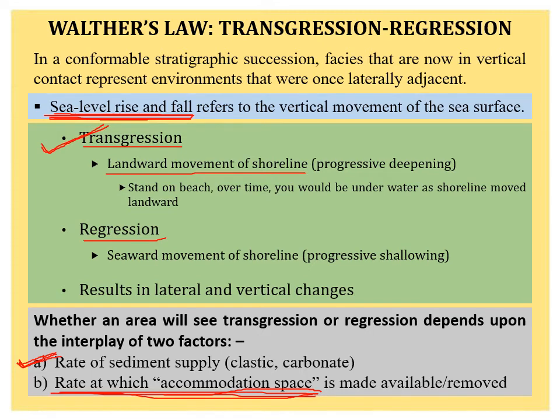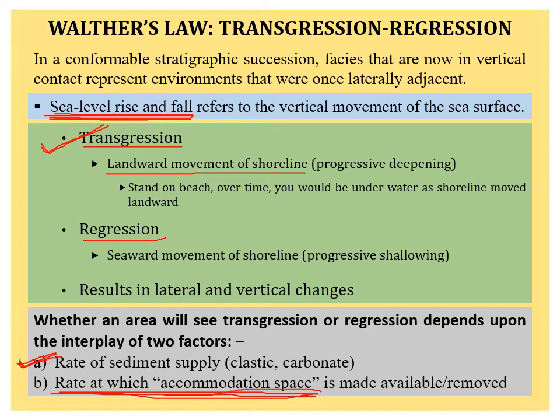The second way of creating accommodation space is on the local scale. So if an area locally subsides tectonically, that means some kind of faults happen and the area locally subsides or is locally uplifted. If it subsides, that means more space is available for deposition. If the basinal condition gets uplifted, that means less area is available for deposition.